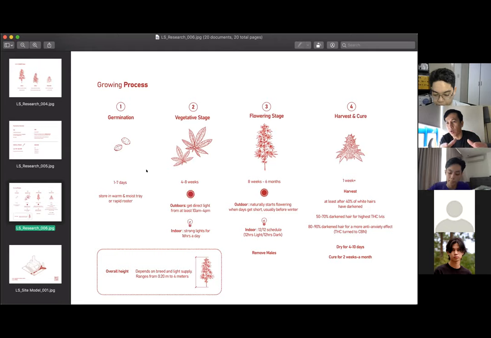Can you imagine it with the form? Let's say it's a box. One side is month one harvest. Another side is month two harvest. Do you get it? So you're already annotating based on how you're going to use the building.